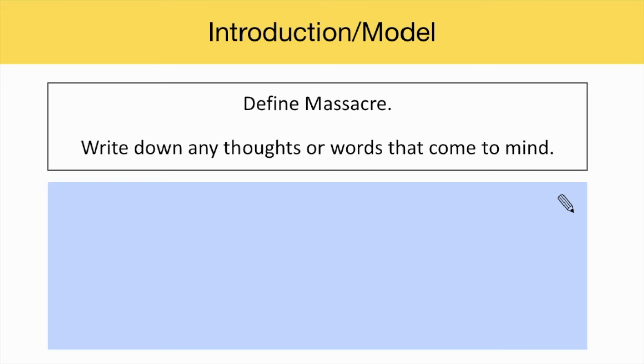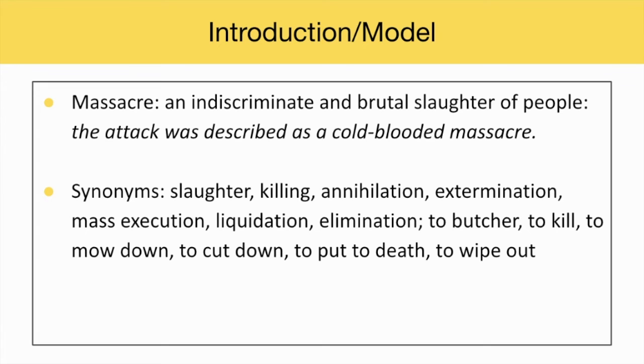First, we'll ask students to define massacre and write down any thoughts or words that come to mind. You can have students think, pair, share this prompt and first work independently, pair up with a partner to discuss, and then come back together as a whole class for students to share their thoughts or words that came to mind. We'll then define massacre as an indiscriminate and brutal slaughter of people, and we'll display some synonyms for students to look at as they think about the definition of massacre.